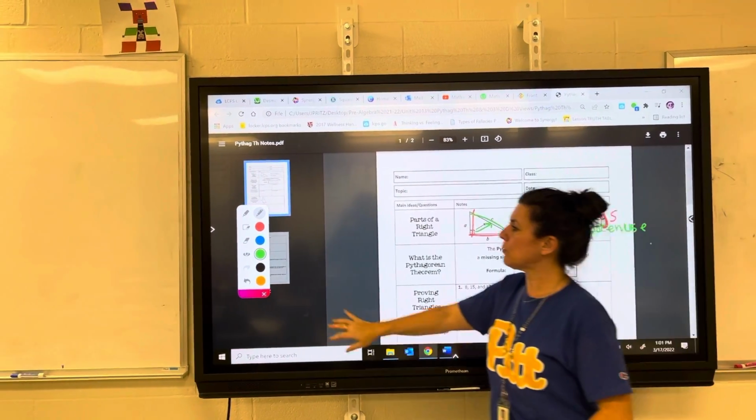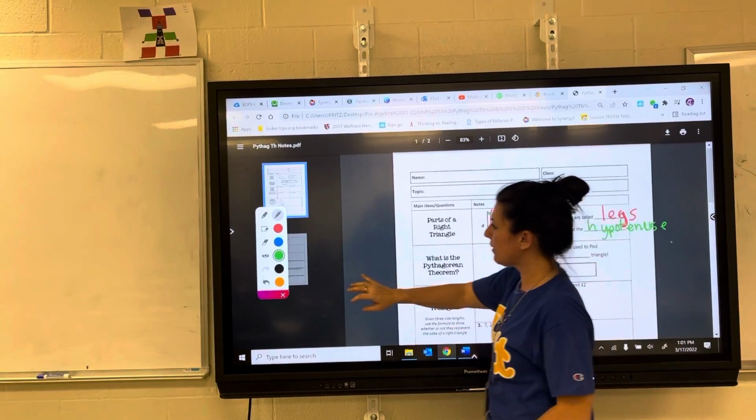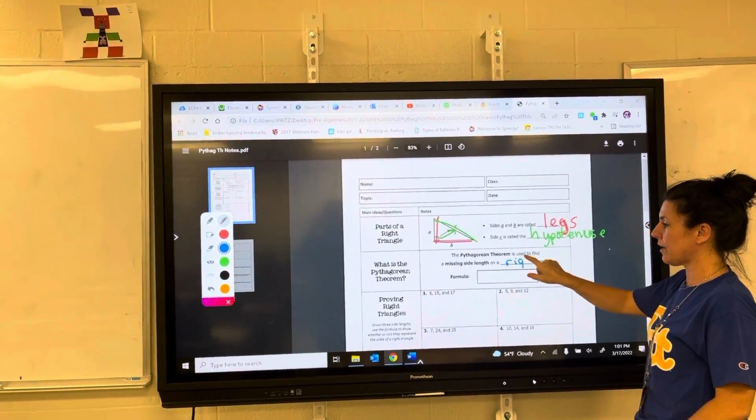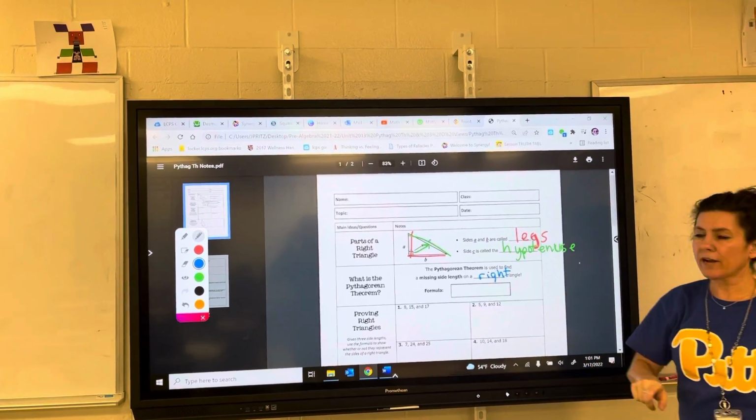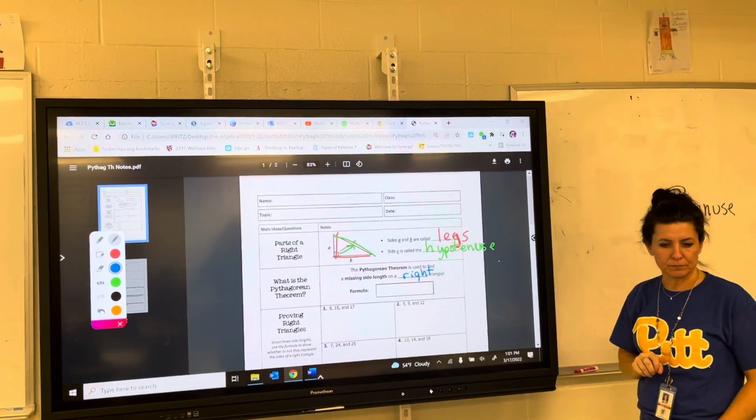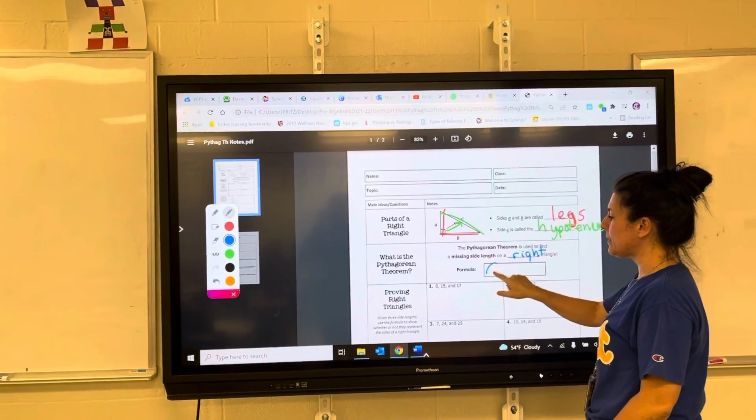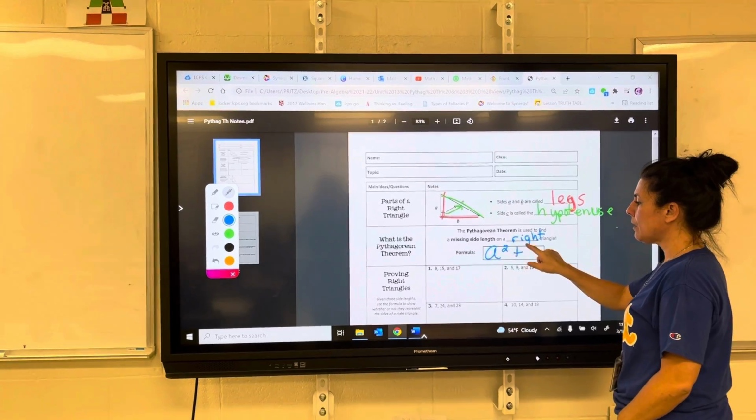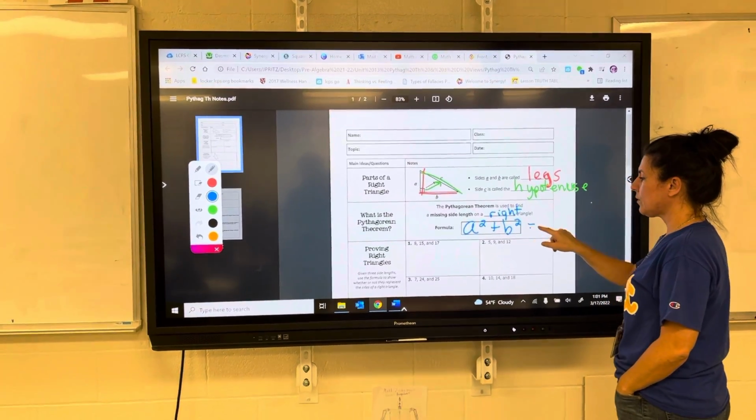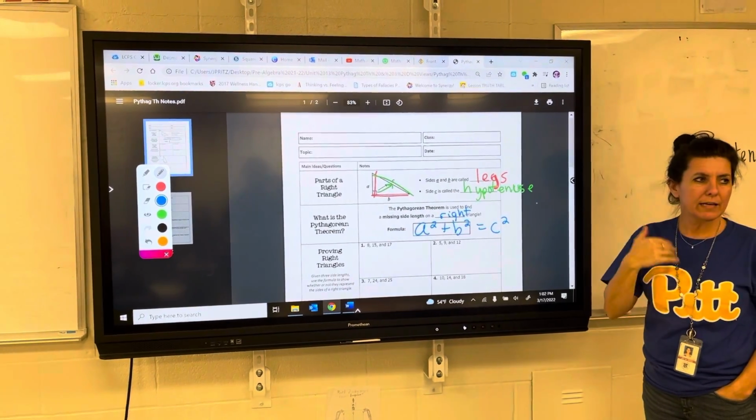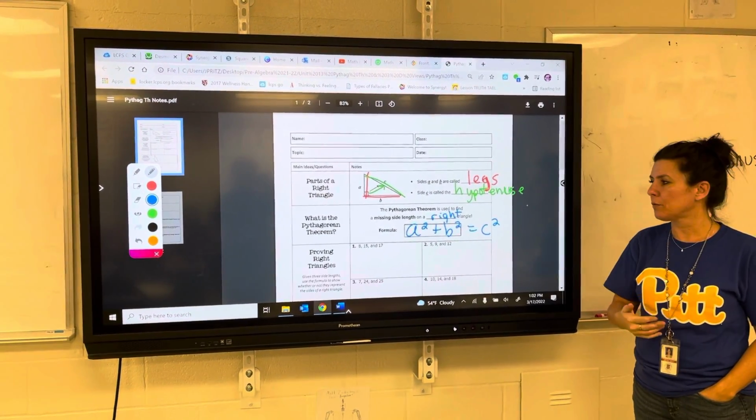Pythagorean theorem is used to find the missing side length on a right triangle. It will only work on a right triangle. So if it's not a right triangle, you cannot use the Pythagorean theorem. My formula for the Pythagorean theorem is a squared plus b squared equals c squared. You do need to memorize that, and we're going to keep rewriting it until it gets stuck in your brain and you're able to apply it.